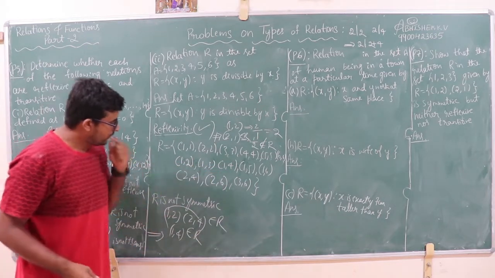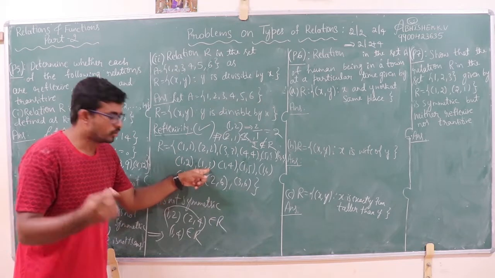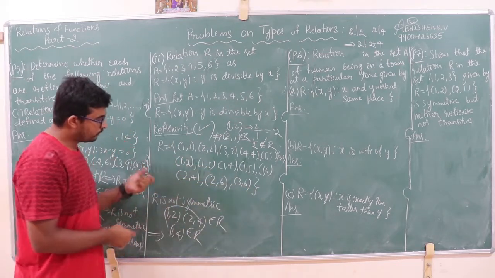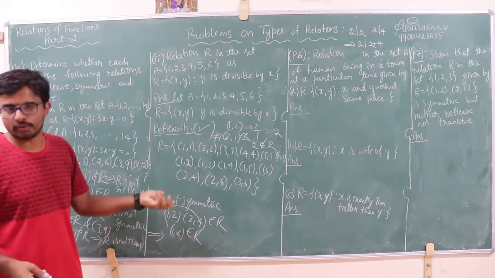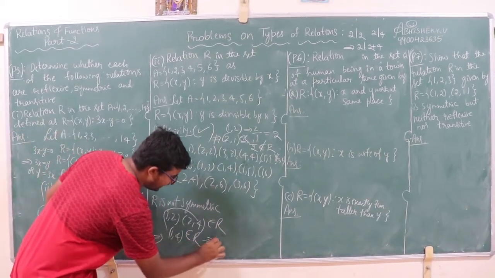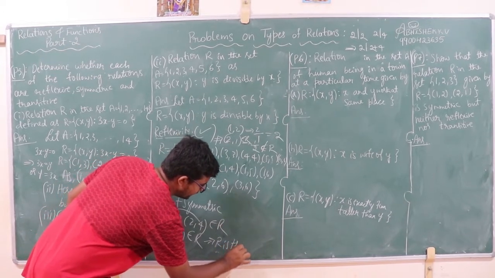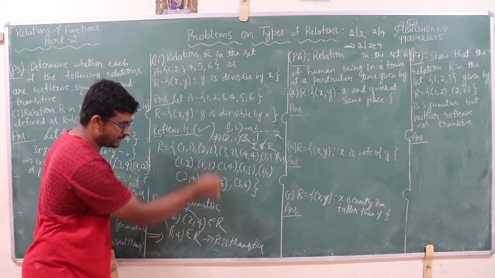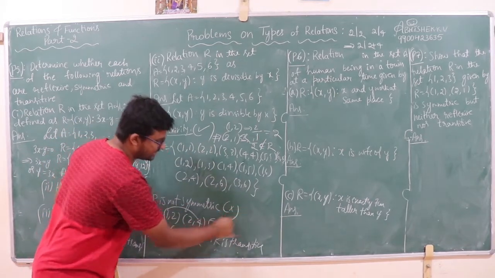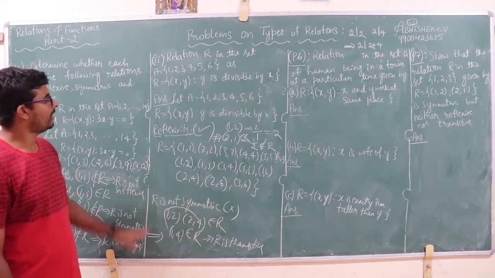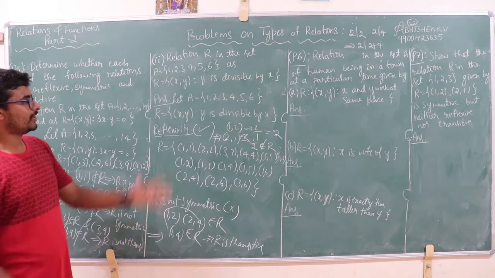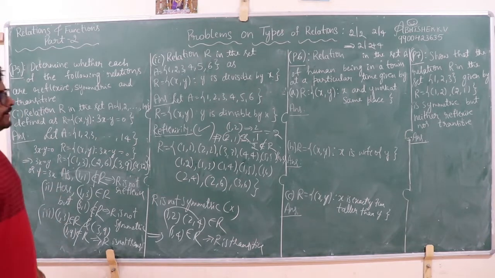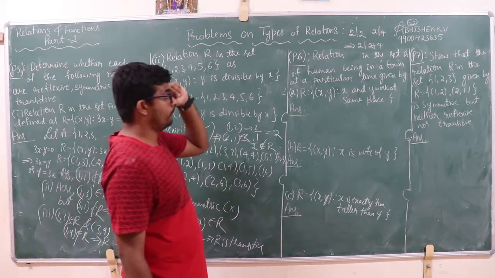See, look at the next one. 1, 3. Check out. 1, 3, 3, 6. Yes, 1, 6. So it holds the transitive property also. This implies R is transitive. Therefore, R is reflexive and transitive but not symmetric. So this is the explanation of the second sub-question of the fifth problem. Okay. Then move on to the next problem.